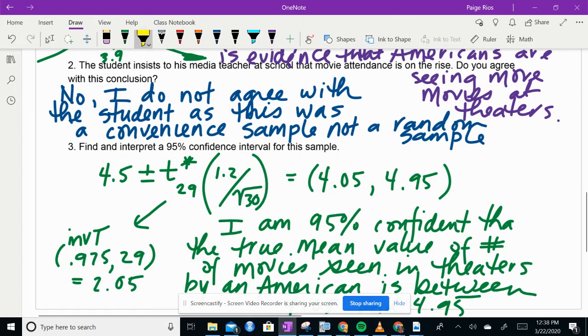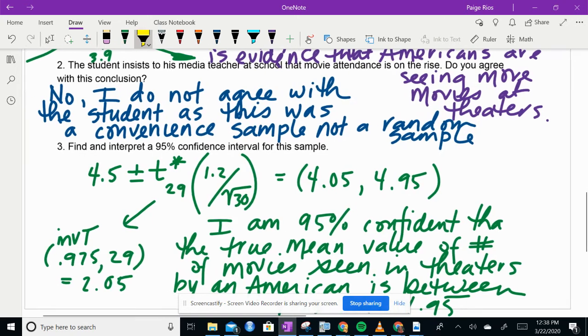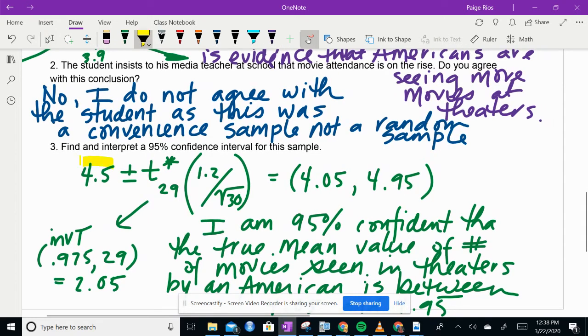As with any confidence interval, you're going to start with a sample value. That was my sample mean. Plus or minus, instead of a critical z-score, we have a critical t-score at 29 degrees of freedom, times your standard error. The standard error is what we took from above. This is s sub x divided by the square root of 30.